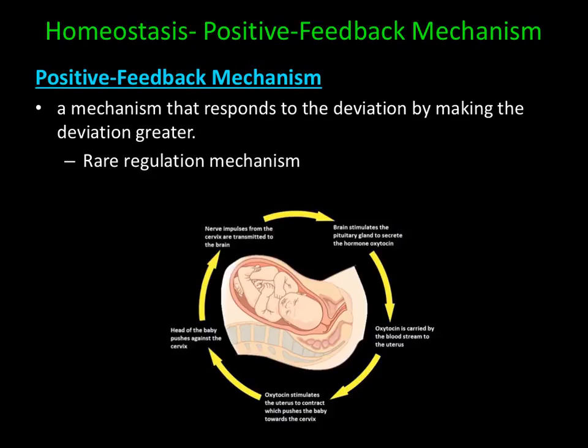During childbirth, the head of the baby pushes against the cervix. Nerve impulses from the cervix are transmitted to the brain. Then the brain stimulates the pituitary gland to secrete the hormone oxytocin. Oxytocin is carried by the bloodstream to the uterus. Oxytocin stimulates the uterus to contract, which pushes the baby towards the cervix. In essence, the baby's head pushing against the cervix results in the uterus contracting even harder.